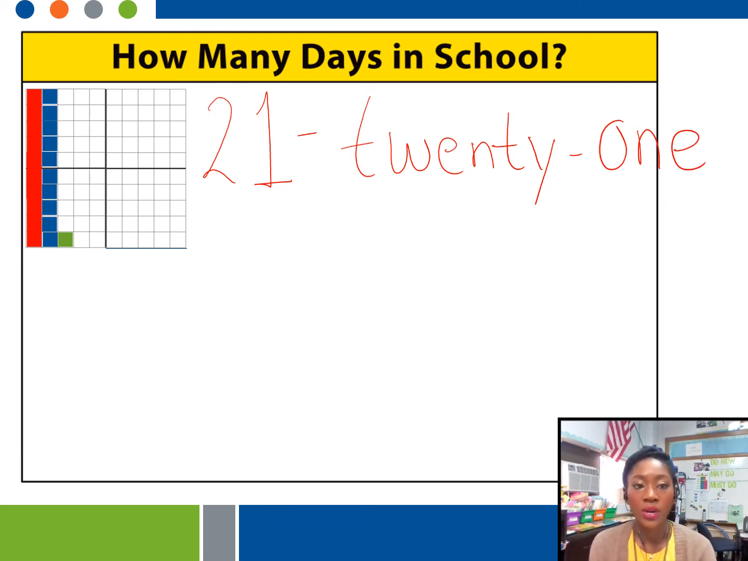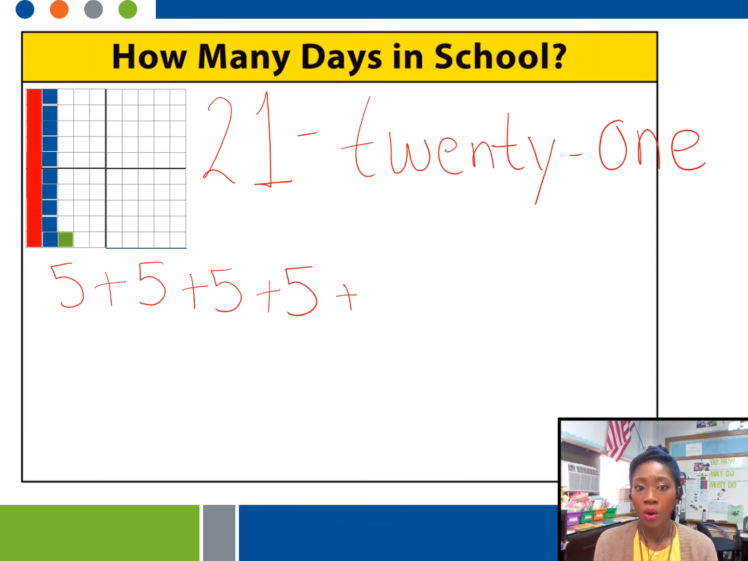Now let's make some equations that represent our grid. We know below the bolded line in the first column we had a group of 5. And then above the bolded line we had another group of 5. Now let's look at the other columns, the blues. Below the bolded line we had a group of 5. Above the bolded line we had a group of 5. And now in the third column, we have one lonely one.